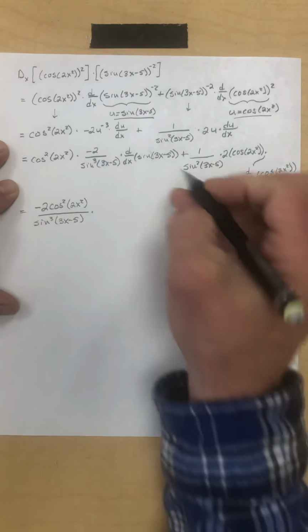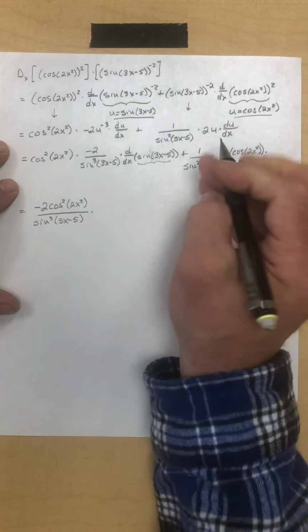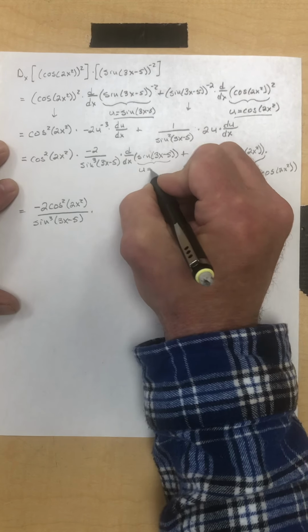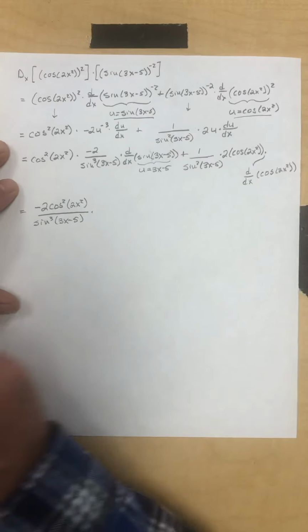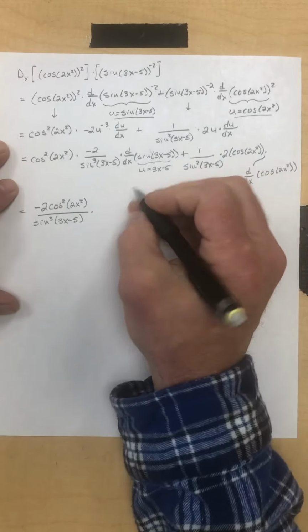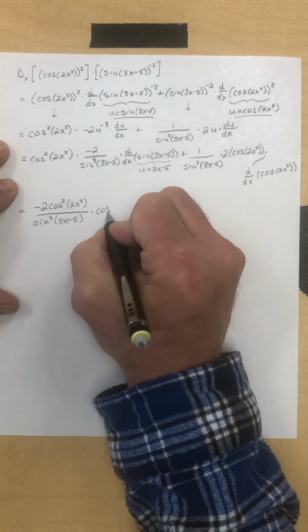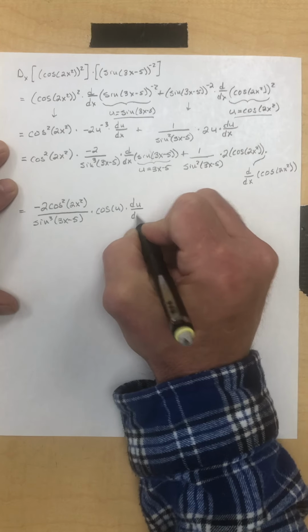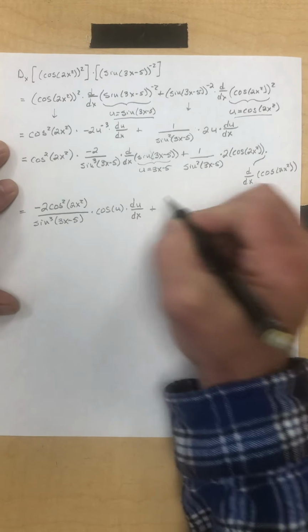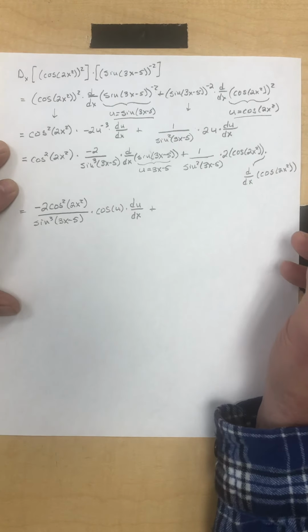Okay, times. Well, right here I've got to take the derivative of this guy, so I let u equal 3x minus 5. Okay, so when I take the derivative, the derivative of the sine is cosine, so I'm going to get cosine of u times du dx. Okay, and obviously we've got to keep going there.